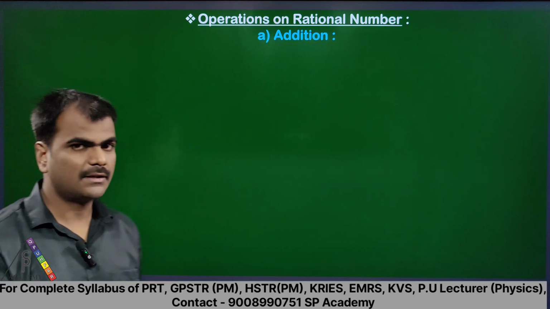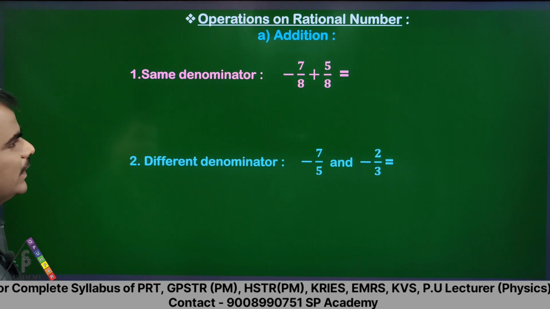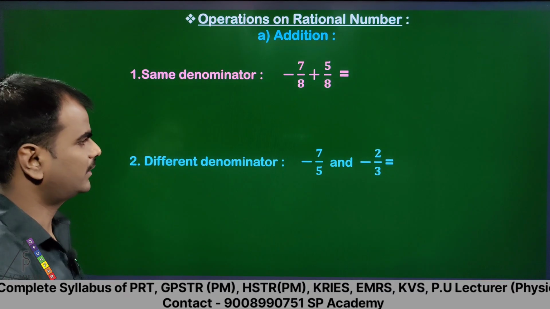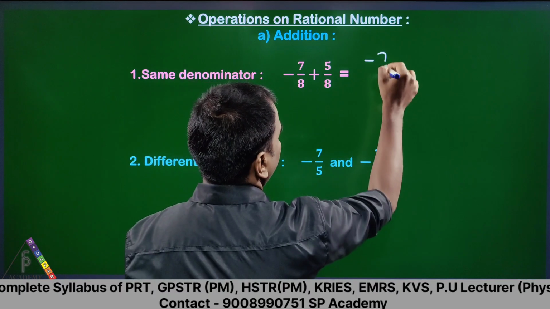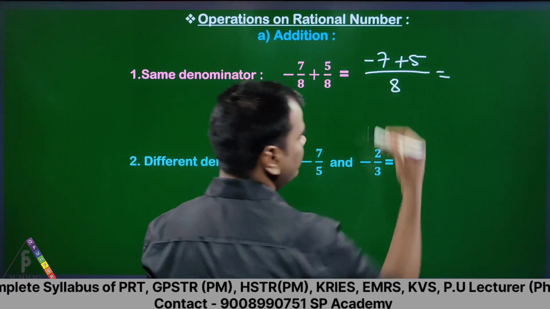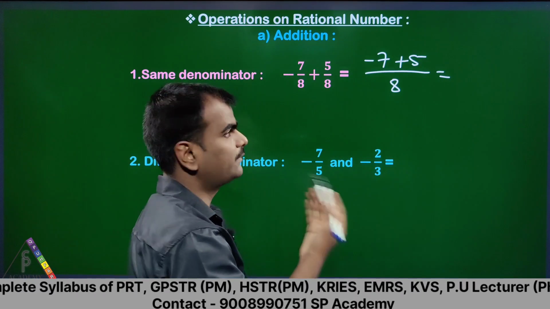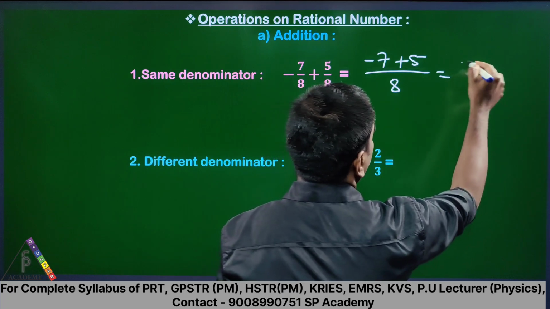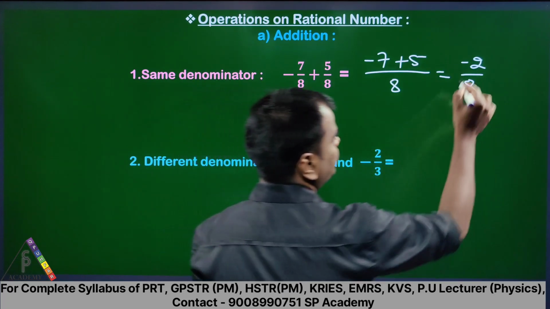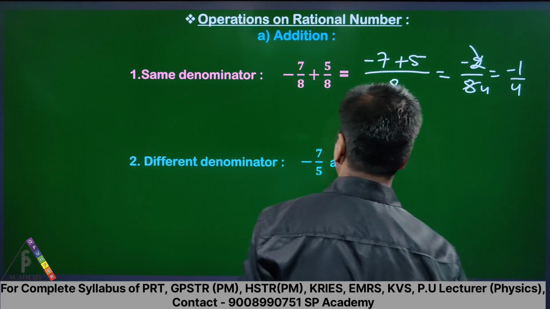Next we will see the operations on rational numbers. First operation is addition. When the denominator is the same, we just add or subtract the numerators. Therefore this value is minus 7 plus 5 by 8. Minus 7 plus 5: if the signs are different we take the sign of the bigger number, that is minus 2 by 8. This is in standard form, in the lowest form it is 1 by 4. Therefore this is equal to minus 1 by 4.